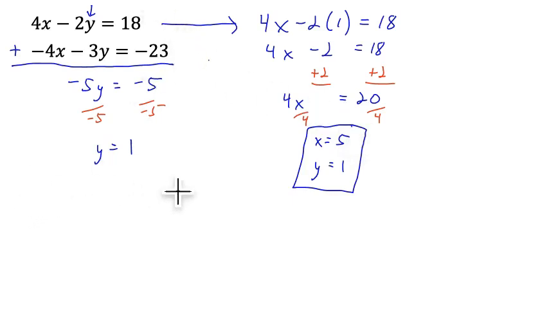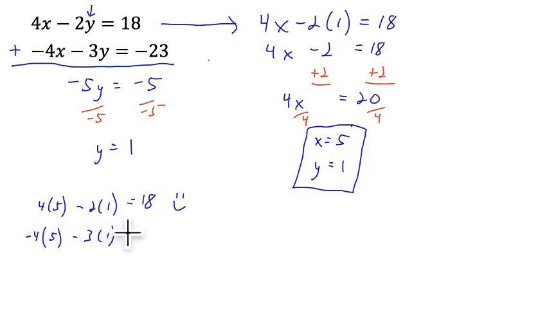So for instance, if I replace x with 5 and y with 1 in the first equation, this would be 20 minus 2, which does equal 18. And if we do the same thing in the second equation, we have -20 minus 3, and that equals -23. So this solution works in both equations.